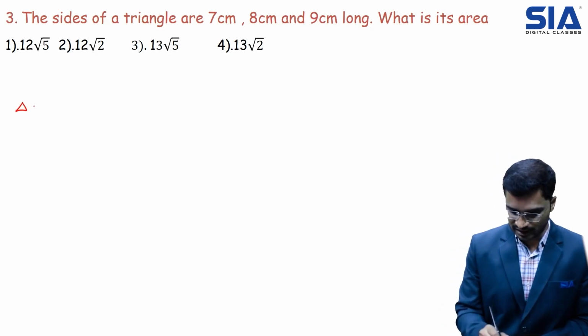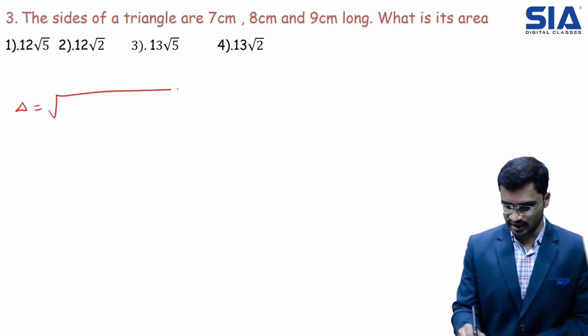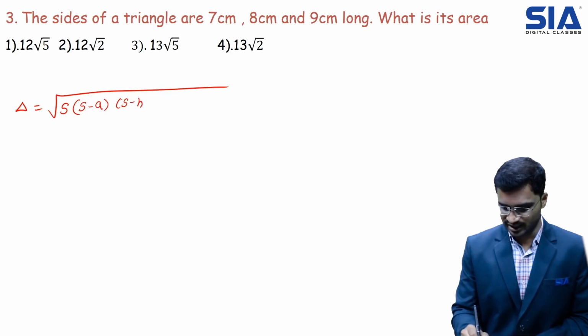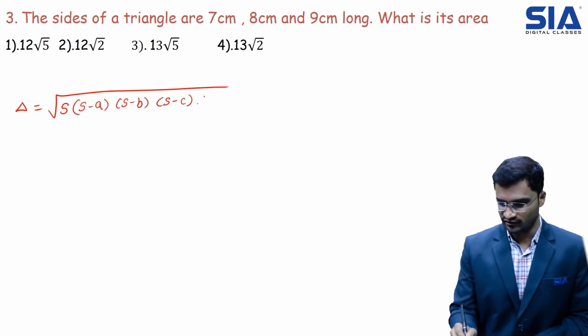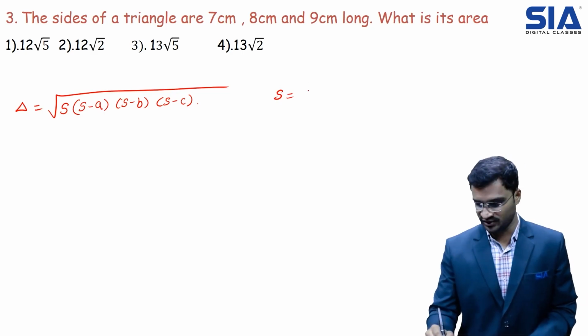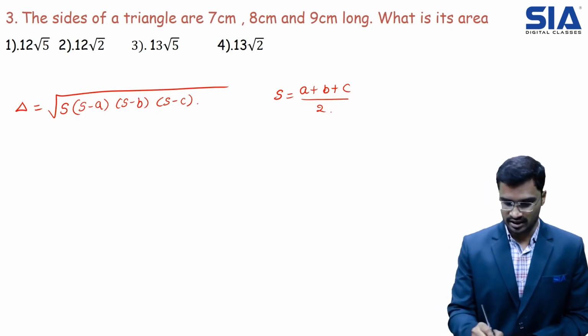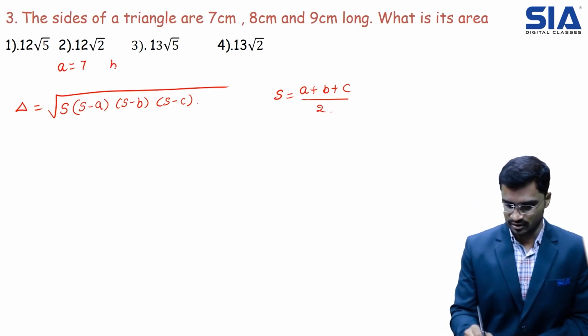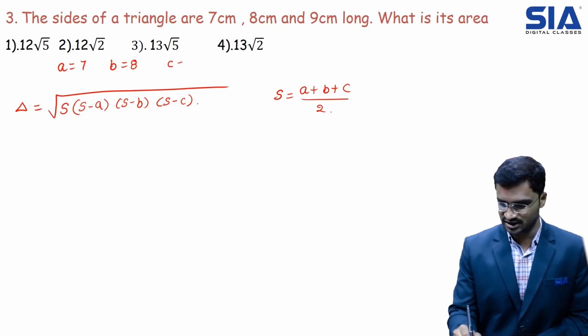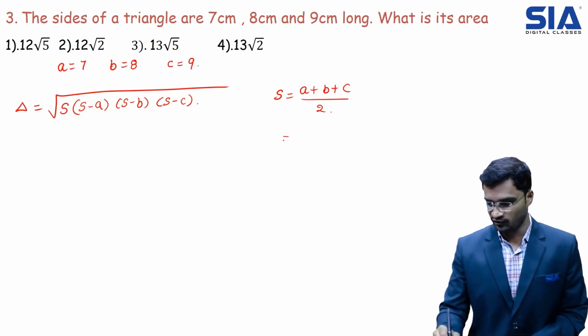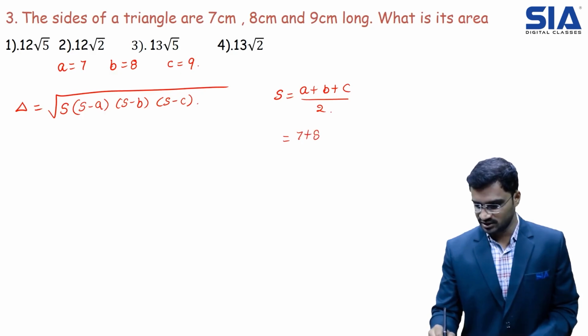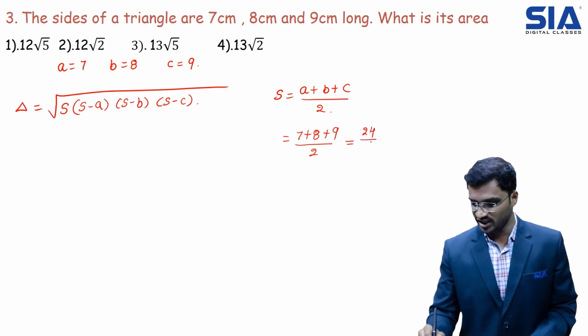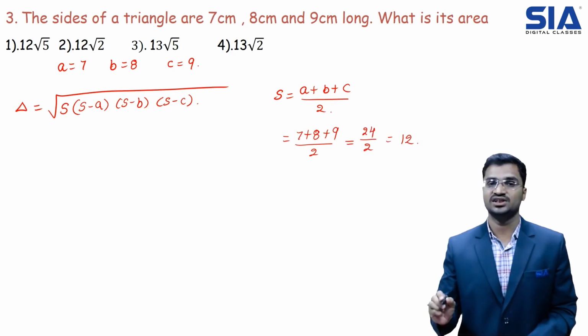Heron's formula: delta is the area. Area is equal to the square root of S into S minus A into S minus B into S minus C, where S is equal to the semi-perimeter of the triangle. Semi-perimeter is A plus B plus C divided by 2. Here A is equal to 7, B is equal to 8 centimeters and C, the third side, is 9 centimeters. Now finding the semi-perimeter: 7 plus 8 plus 9 by 2. 7 plus 8 plus 9 is 24. 24 by 2 is 12. So the semi-perimeter of this triangle is 12.